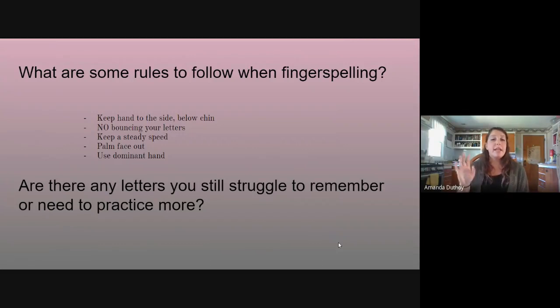And always use your dominant hand, so the hand that you write with. Whichever one is your dominant, always use that. I know some people who tend to use both hands, start off with one and switch to the other. You should only be using one hand. Think it to yourself now, are there any letters you still struggle to remember or you need to practice more? I know a lot of people, when we looked back past few classes, we found a few that we still struggled with. Pretty much ones that you don't usually use a lot are the ones that you tend to forget.